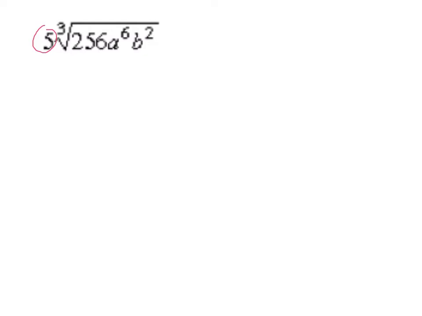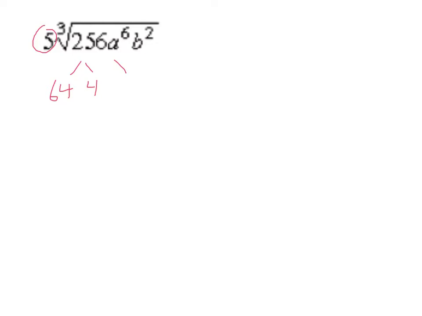So we start with 256. Now above we have a list of perfect cubes. If I start with 512, of course that couldn't go into it. 343, too big. 216 does not go into it. 125 does not go into it, but 64 does. And 256 divided by 64 gives us 4. So I can rewrite this as, and 64 is a perfect cube also, 64 times 4.